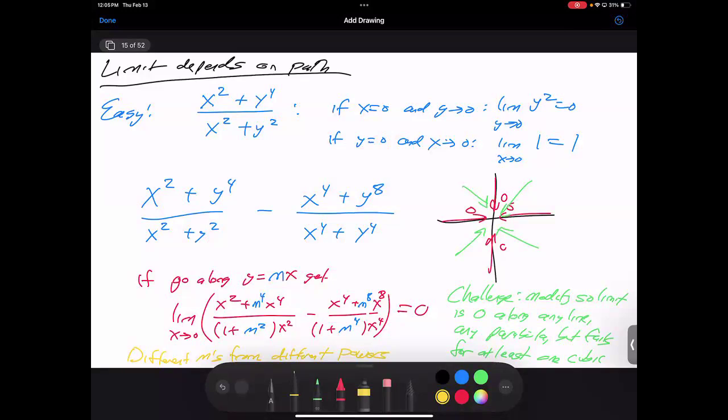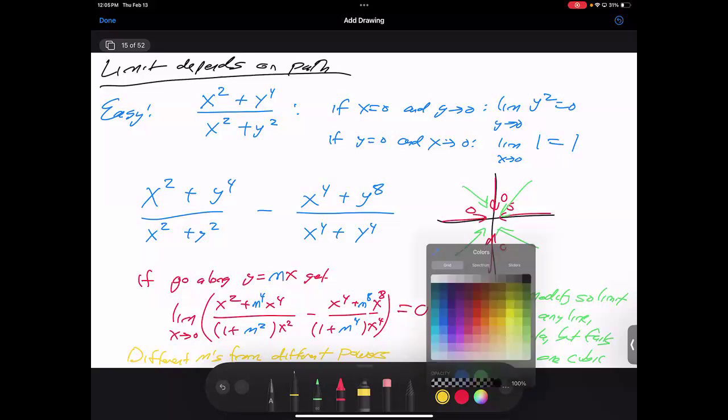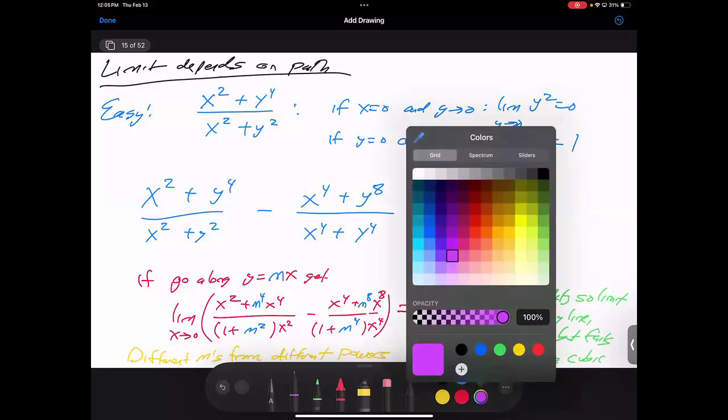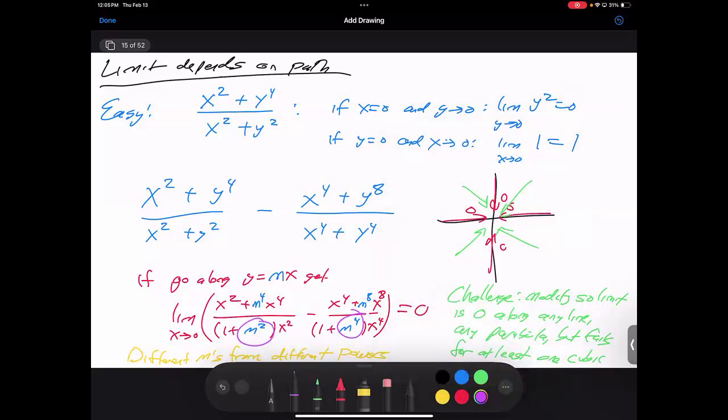So is it important that it's double the power? Could I have done y to the 10th rather than y to the 8th? Yeah, that's not going to make any real difference. The issue that's coming in, and it's so much fun to have all these colors, is I've got an m to the 4th and an m squared. Those are coming in as different things. So I would need to somehow adjust things so that these would become the same.